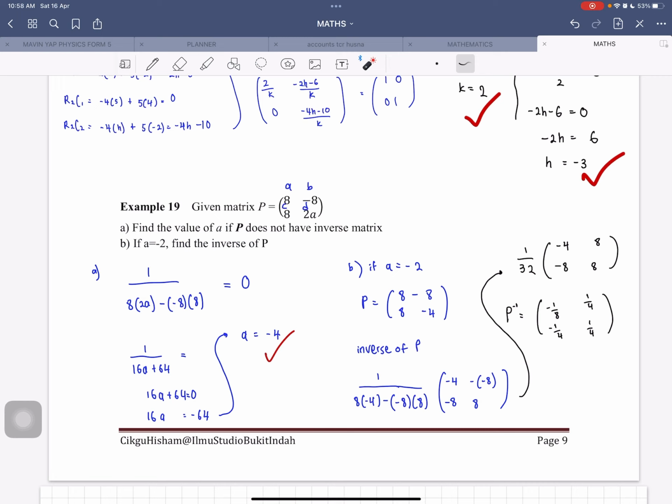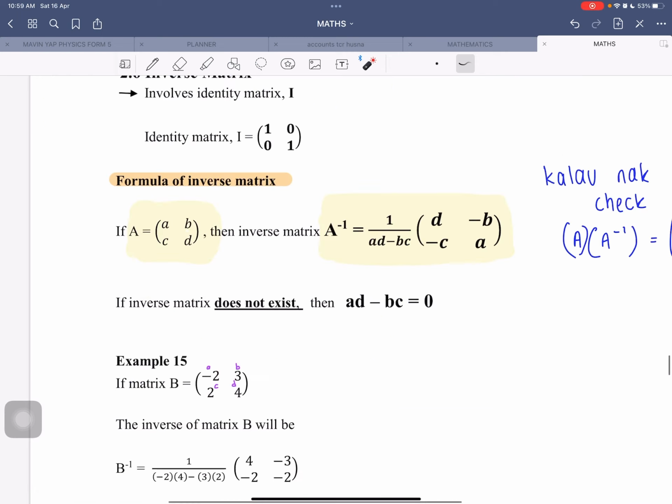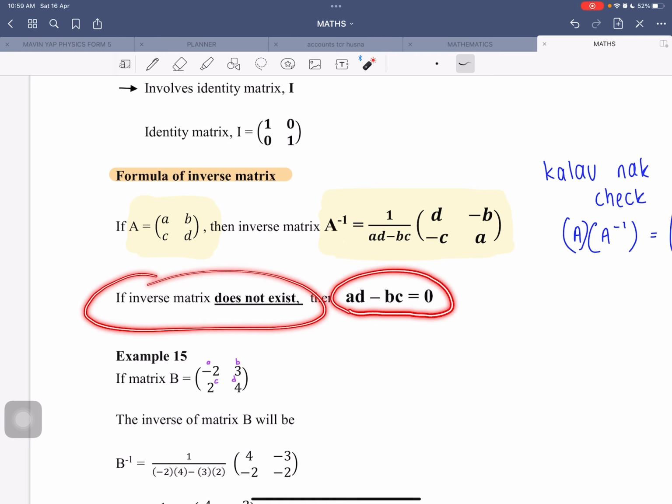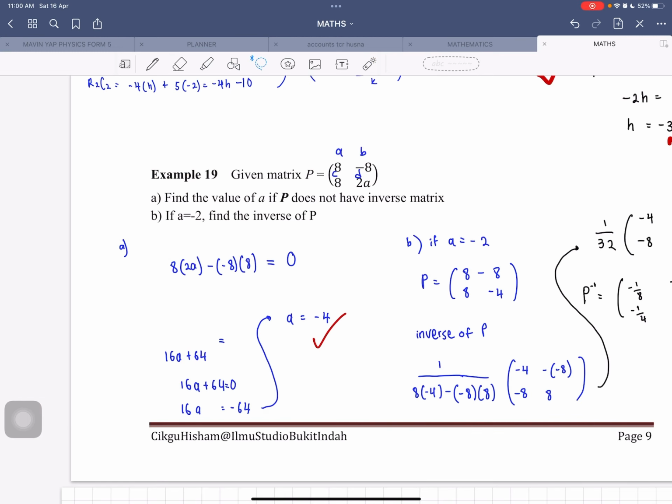Okay, so find the value of A if P does not have an inverse matrix. So basically, to find the inverse matrix is this. But if the inverse matrix does not exist, then AD minus BC itself equals to 0. So it should actually look like this. AD minus BC equals to 0. And here you get your value of A.